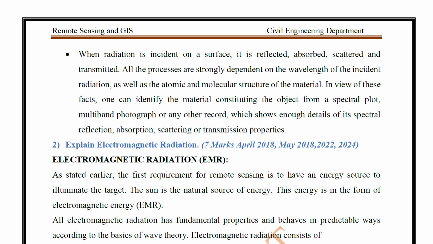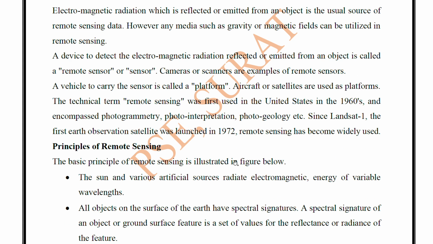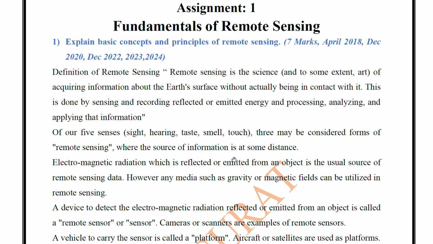In view of this fact, one can identify the materials constituting the object from a spectral plot, multi-band photographs, or any other record which shows enough details of its spectral reflectance, absorption, scattering, and transmission properties. So these are the principles of remote sensing, and this is the definition and concept of remote sensing.